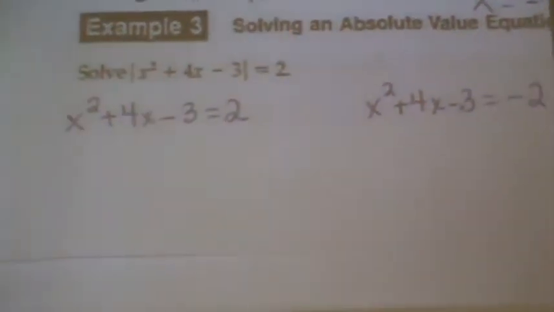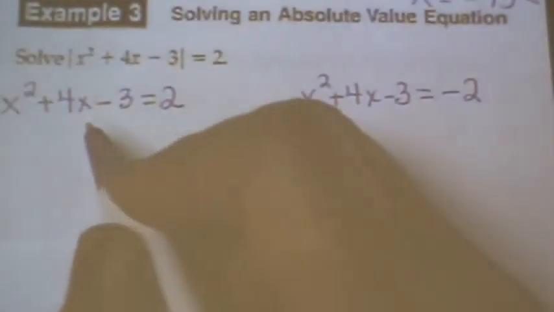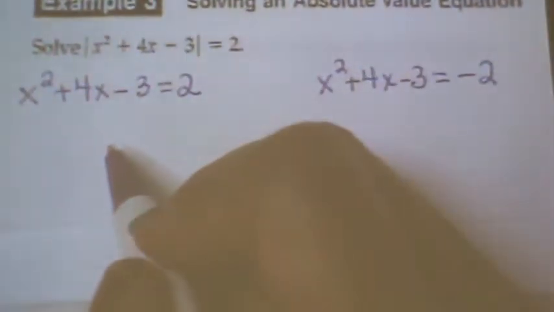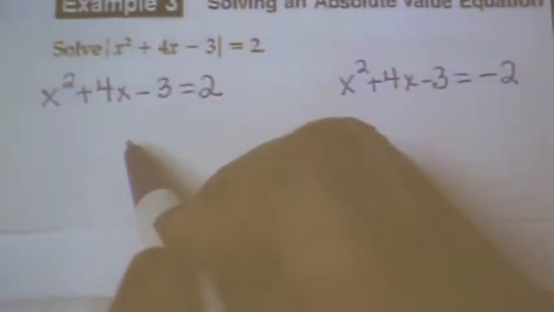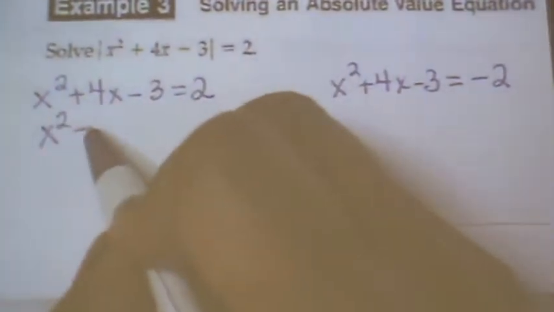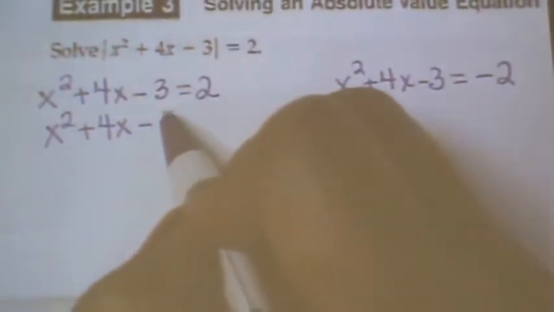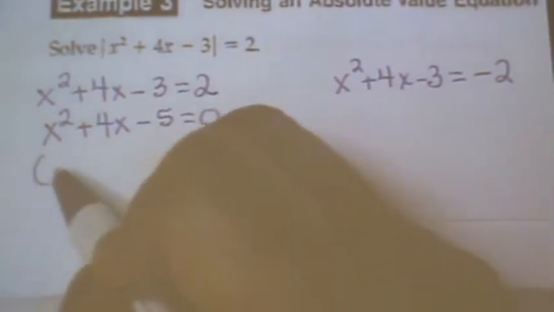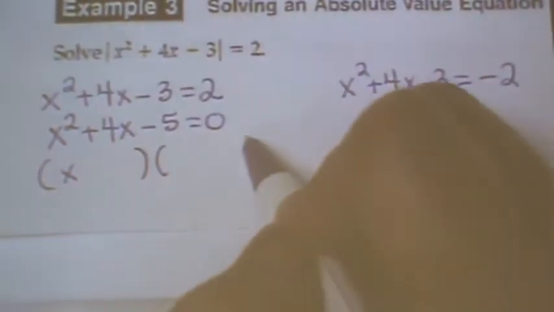Now, what kind of ways can you solve this? We reviewed it yesterday. What's the first thing you're going to want to do? You're going to bring 2 over to the other side. Remember this? You're setting it equal to 0. And now factor, can you factor this?